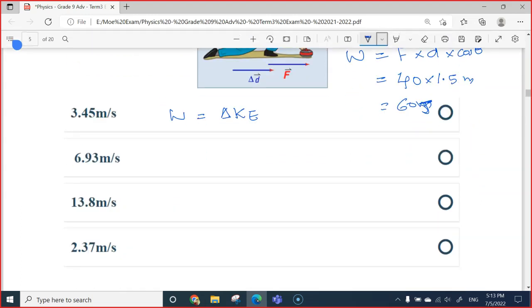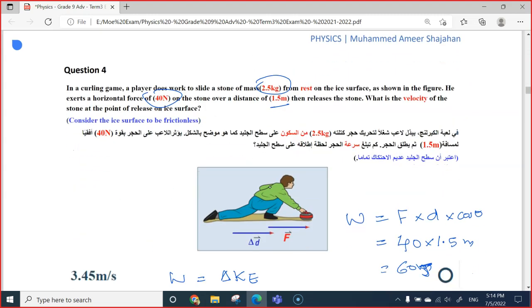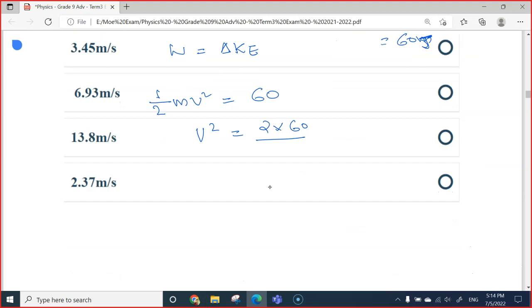So we can write the change in kinetic energy. The equation for kinetic energy is half mv squared. This change in kinetic energy is equal to work done, that is 60 joule. You are asked to calculate V here. So I will rewrite this equation: V squared is equal to, we will take this 2 to the other side of the equation, so it becomes 2 multiplied by 60 and divided by the mass. The value of mass is given here as 2.5 kilogram, that is the mass of the object.